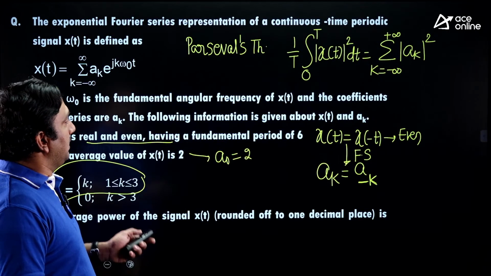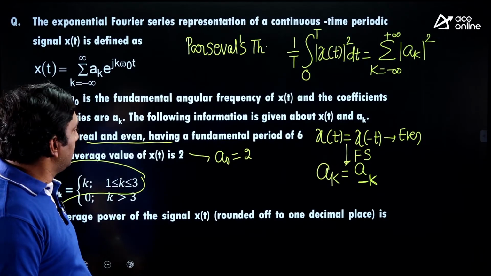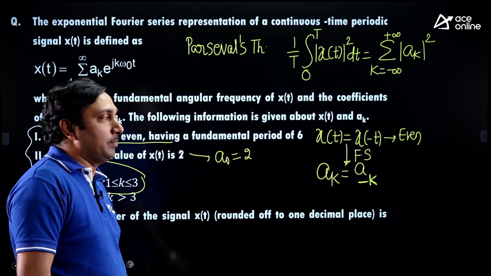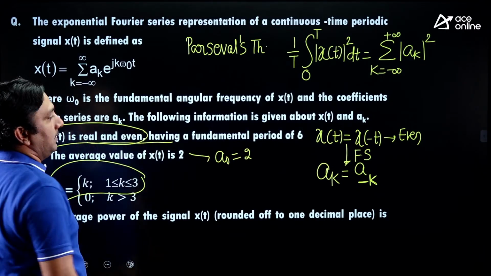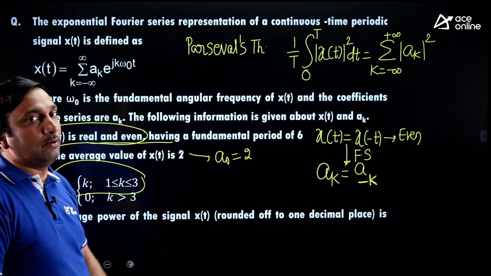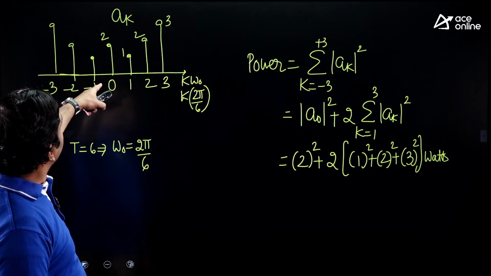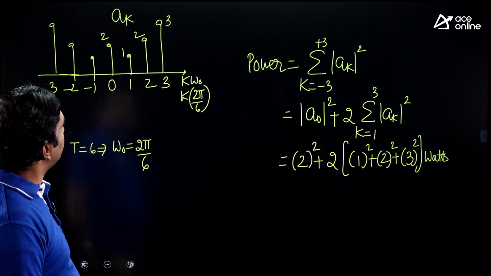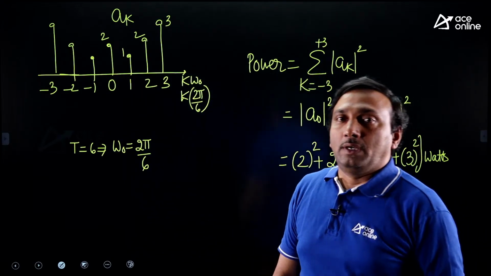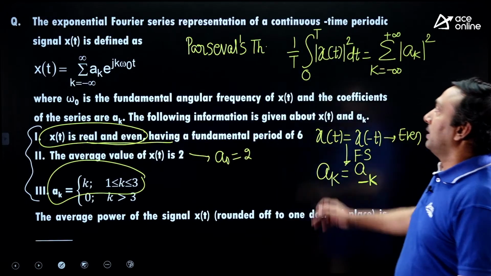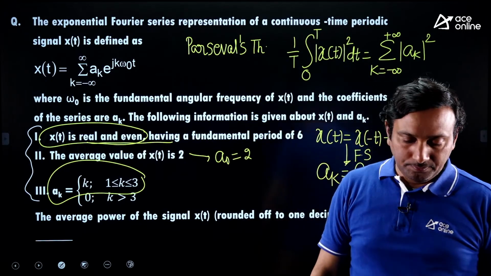Here, there is a chance some students may take only the positive numbers. They are neglecting the answer for negative numbers. You must be careful. From the first point, as x t is real and even, a k equals a minus k. Based on that, we got the answer for the negative harmonics also. Power of a periodic signal in the frequency domain means blind application of which property? Parseval's relation.